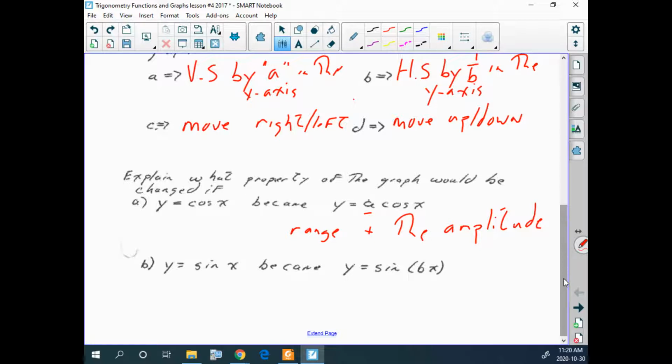Here, the only thing that's going to be affected is your period. Well, not the only thing. The other thing that will be affected is your x-intercepts, because we are taking the graph and either squishing it or making it larger.